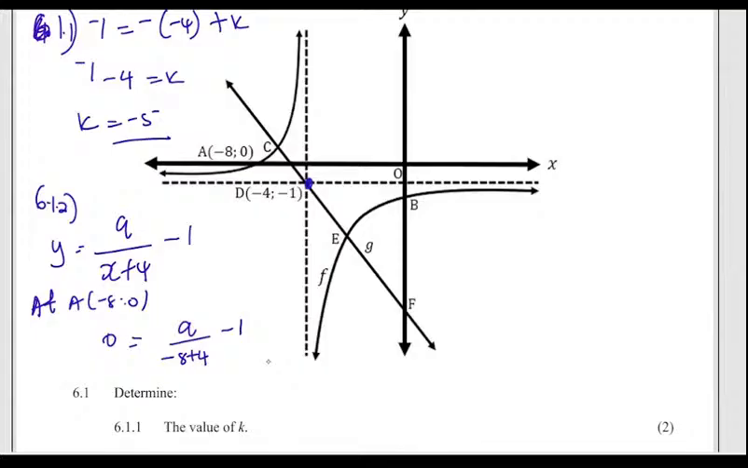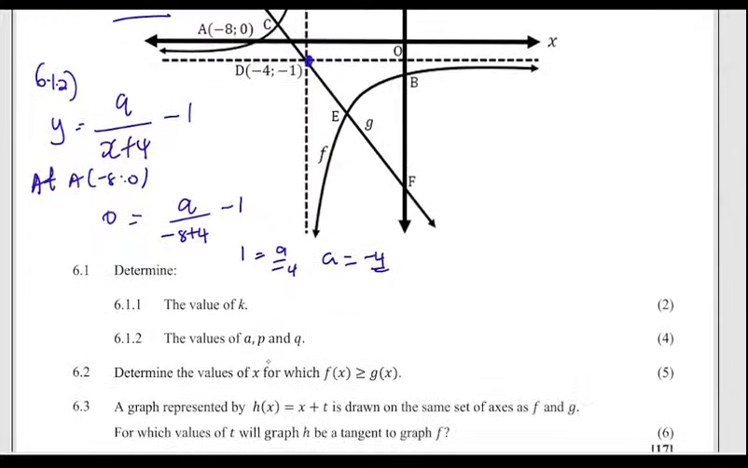Let's move this one that side. It's going to be a positive 1, is equal to a over negative 4, meaning that our a is negative 4. Then since the question is asking for a, p, and q, a is negative 4, p we say it's 4, and then q is negative 1. All right, then determine the values of x for which f is greater than g. 5 marks.